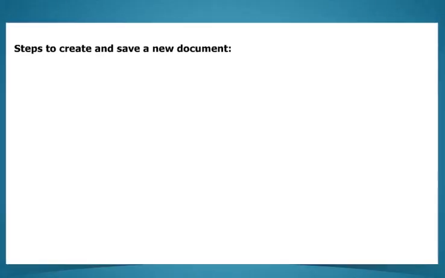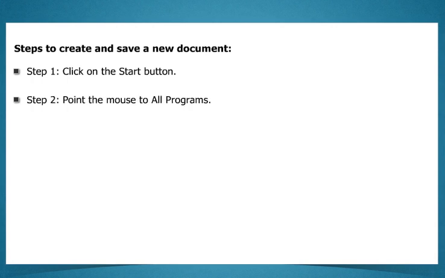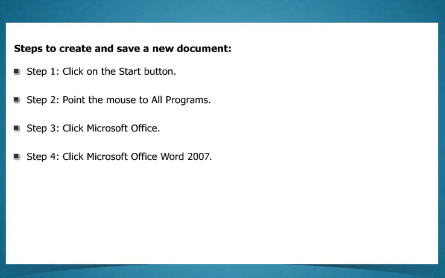To summarize, let's see the steps below to create and save a new document. Step 1. Click on the Start button. Step 2. Point the mouse to all programs. Step 3. Click Microsoft Office. Step 4. Click Microsoft Office Word 2007. Step 5. Click on the Office button and select Save.